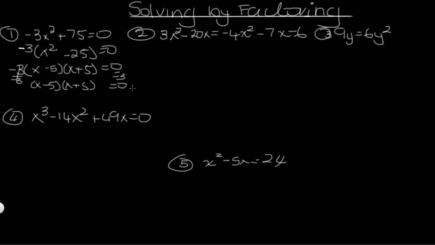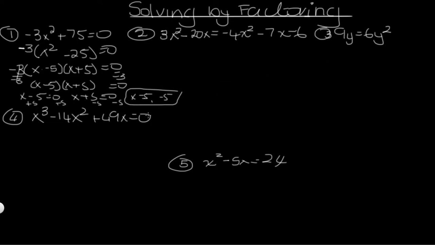Okay, so now I'm ready to split this up. So you'll have your first equation as x minus 5 equals 0, and your second equation as x plus 5 equals 0. This one I would add 5, and this one you would subtract 5. So for the first equation, you will get x equals 5, and the second one, x equals negative 5.